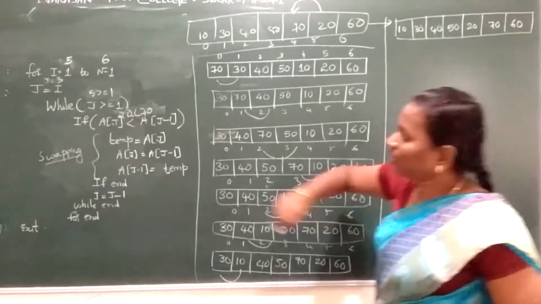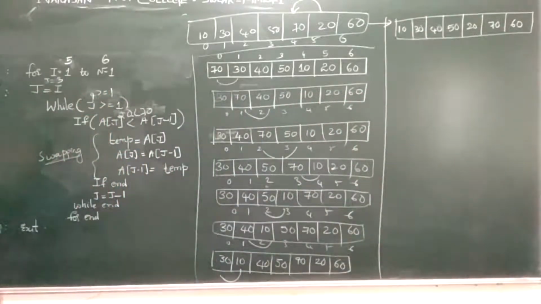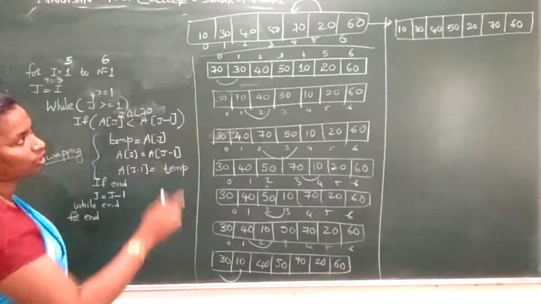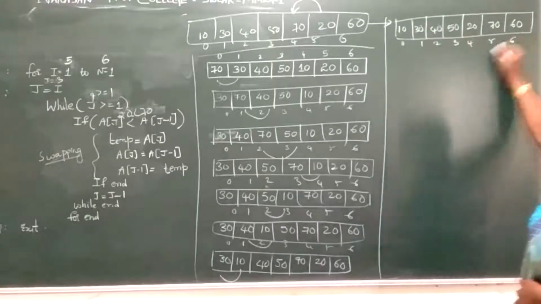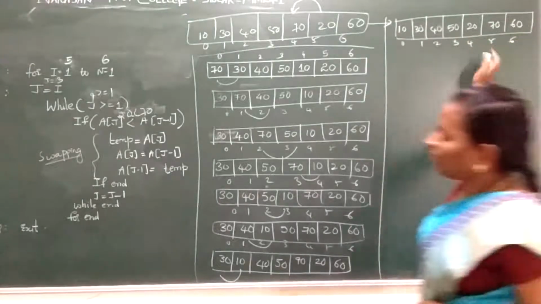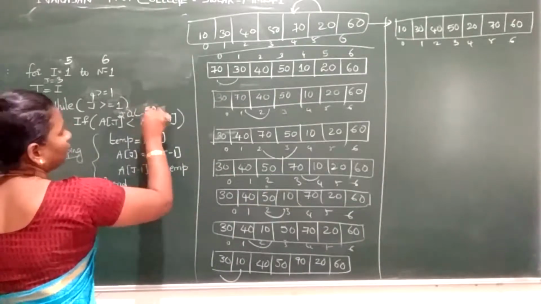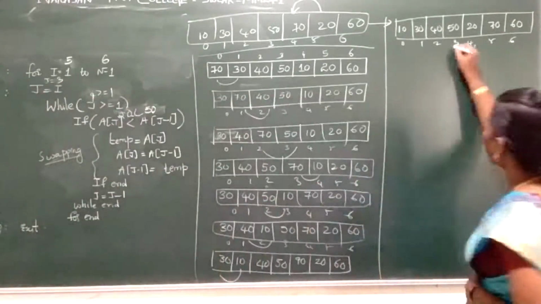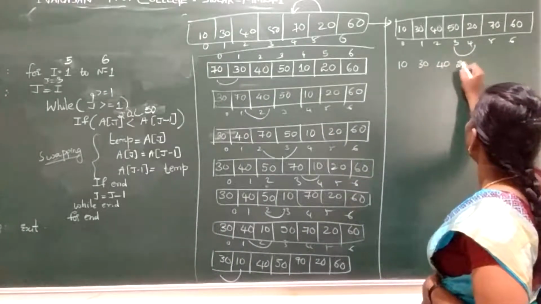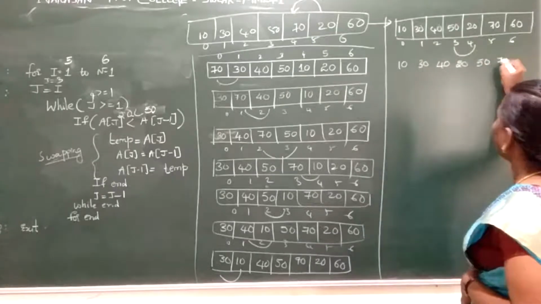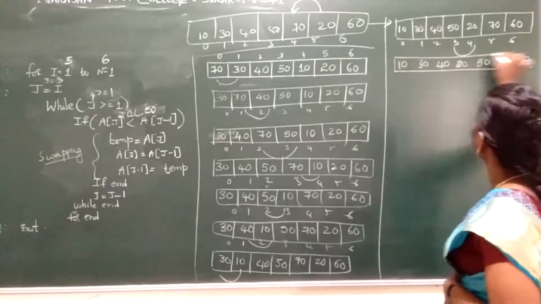Now after this j gets decremented, so it will become 4. 4 is greater than or equal to 1. The condition is satisfied. What is there in a of 4? 0, 1, 2, 3, 4, 5, 6. A of 4 is 20. Again, is 20 less than 50? Yes, the condition is satisfied. Again there will be a swapping here. So 10, 30, 40, 20, 50, 70, 60.